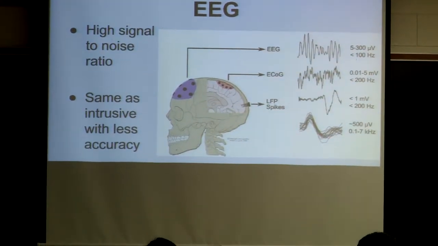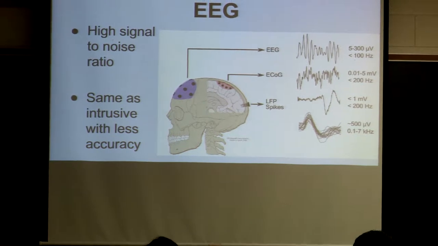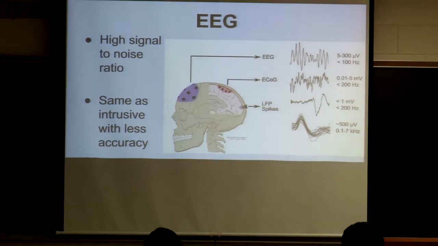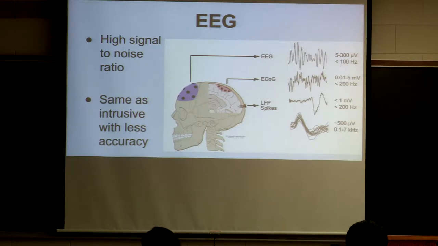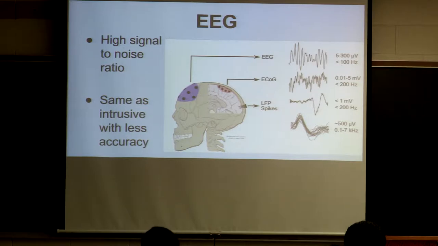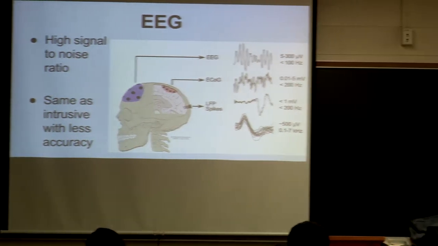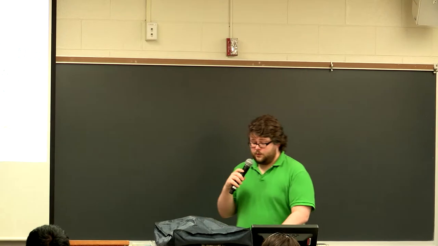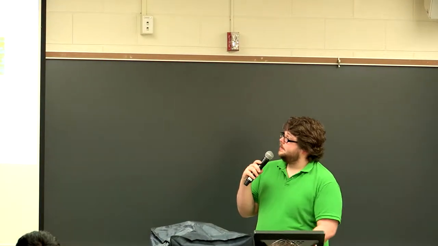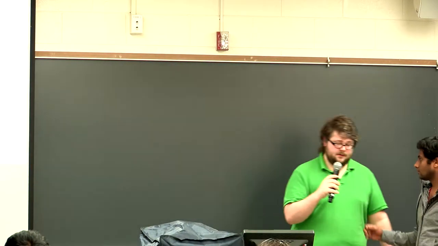So then on to the EEG. This is just that skull cap that we saw earlier. The problem with that is it has a high signal-to-noise ratio. You can kind of get it to go forward, backward, really not that much other than that. You can kind of detect which way it wants to go, but really not as much. It's pretty similar with the intrusive, but with less accuracy because you can't pinpoint and really reduce that noise.